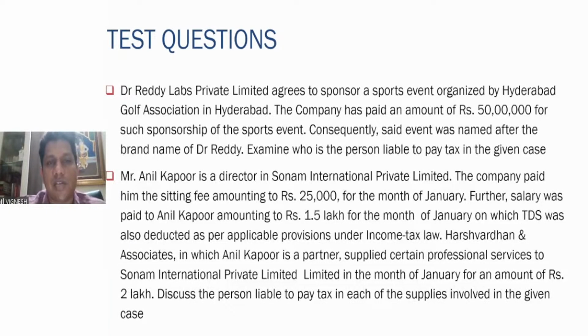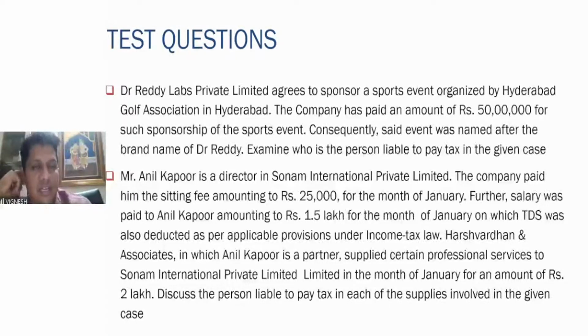So what are the supplies which are involved here? First supply, sitting fees is paid by the company to its director. That is 25,000. Second transaction, not a supply because it is employer-employee relationship, but still the second transaction involved is salary paid to him of 1.5 lakhs, on which TDS also was done. The third transaction is a professional firm in which Mr. Anil Kapoor is a partner, supplied professional services to Suram International, 2 lakhs. So therefore, 3 supplies are involved here.